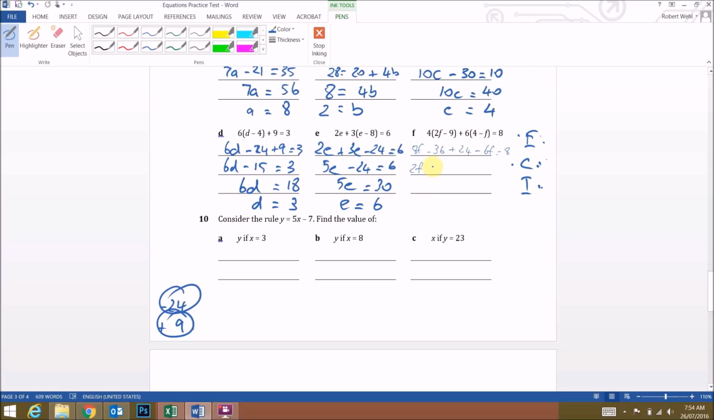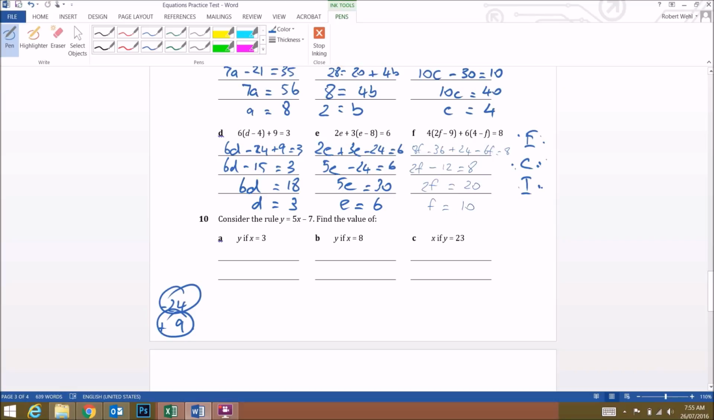Then I've got a minus 36 and a plus 24. So if I owe someone $36 and I pay them back 24, I still owe them $12. Okay, so I've collected my like terms. Now I can isolate. I add 12 to both sides, and now I divide both sides by 2 to give me 10.